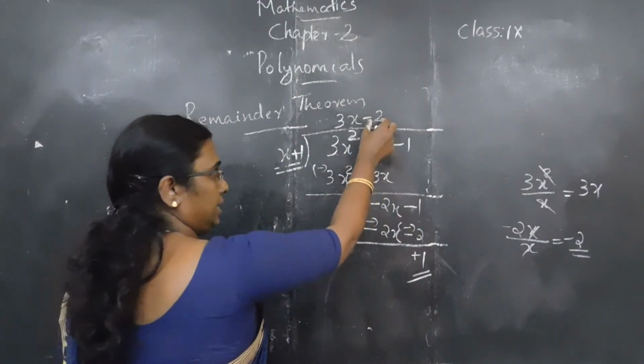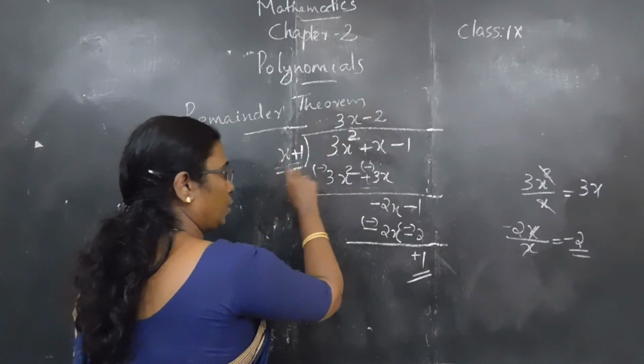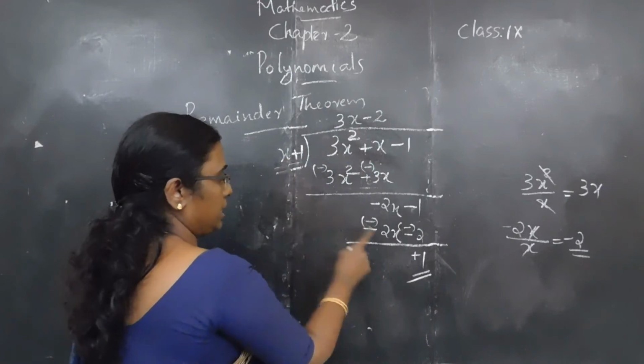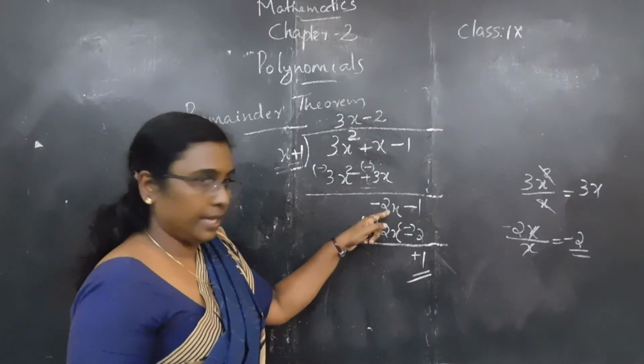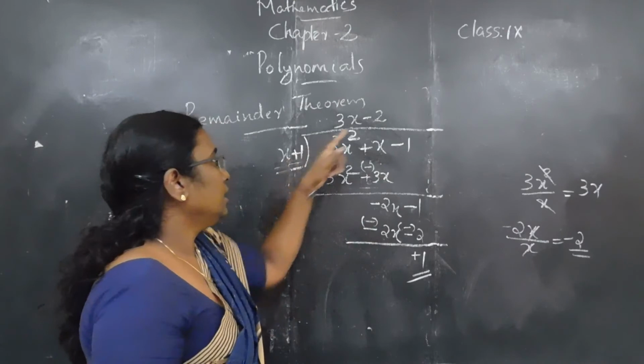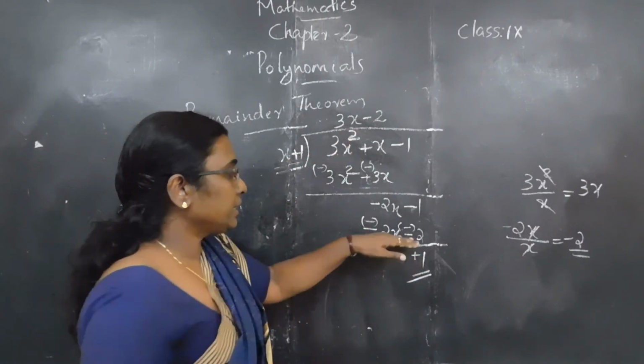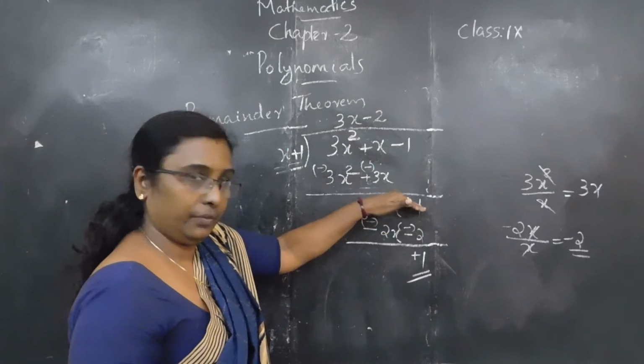Again, multiply this minus 2 by this polynomial x plus 1. That is minus 2 into x, minus 2x. Minus 2x is written right below the x term. Then minus 2 into 1, minus 2. Then subtract this polynomial from the new dividend.